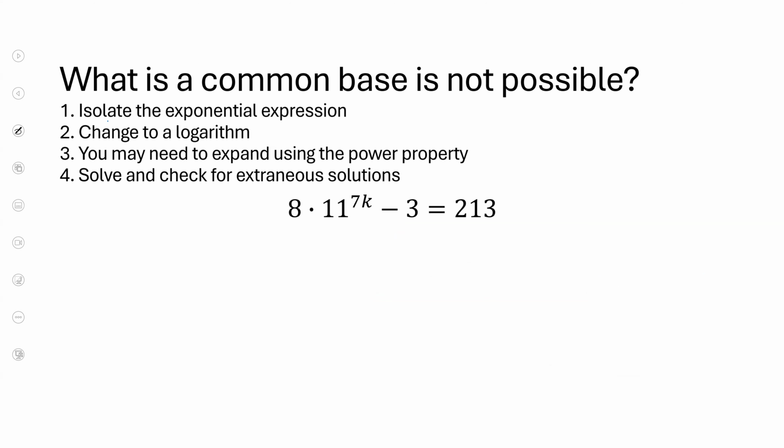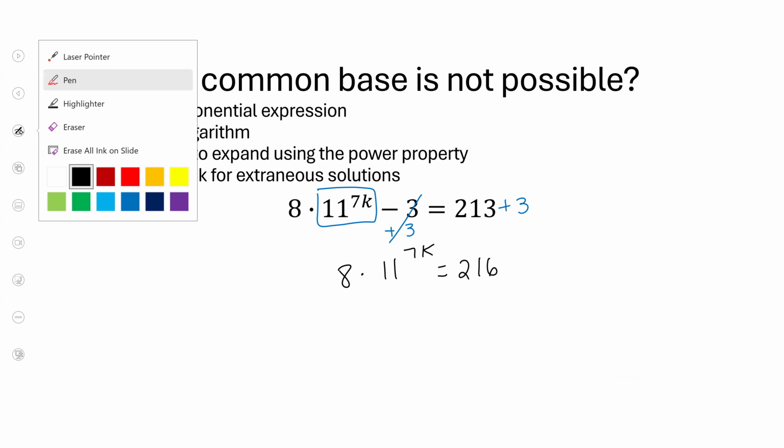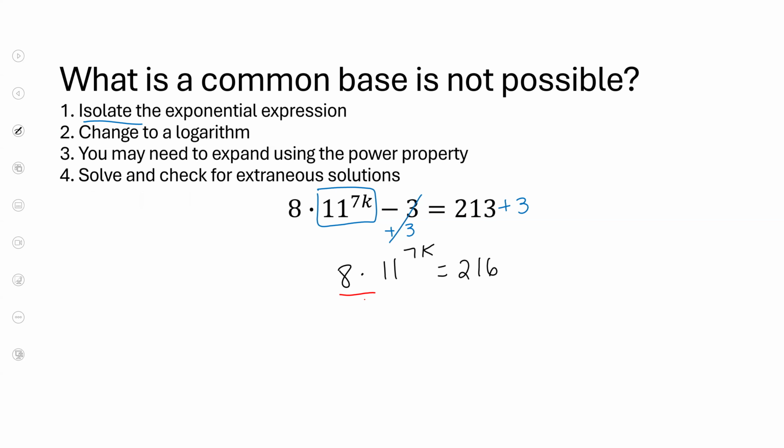First, I need to isolate this exponential expression. So I'm going to add 3. I'm left with 216 on this side and 8 times 11 to the 7k. Next, I'm going to divide by 8 on both sides. I get 11 to the 7k equals what? 27. Thank you. Okay, so guys, it's isolated. My exponential part is isolated.